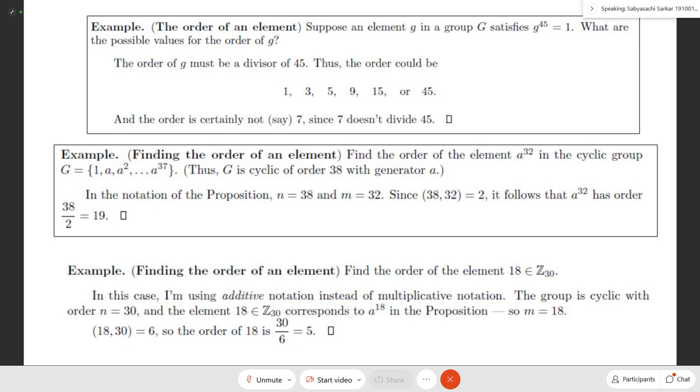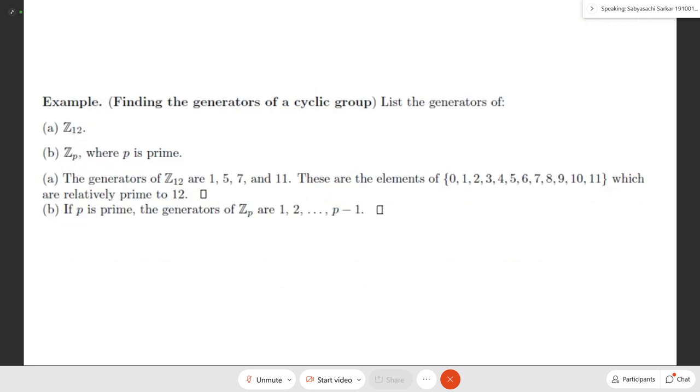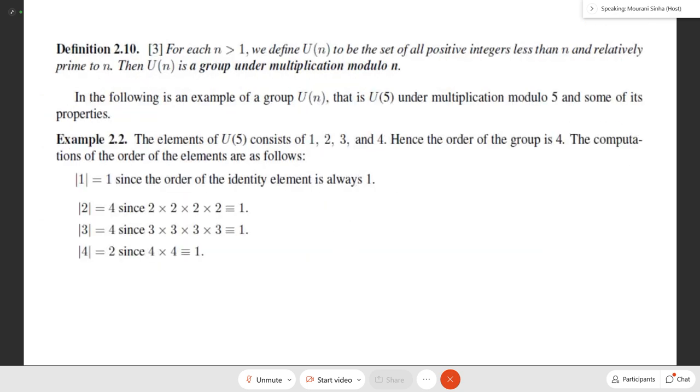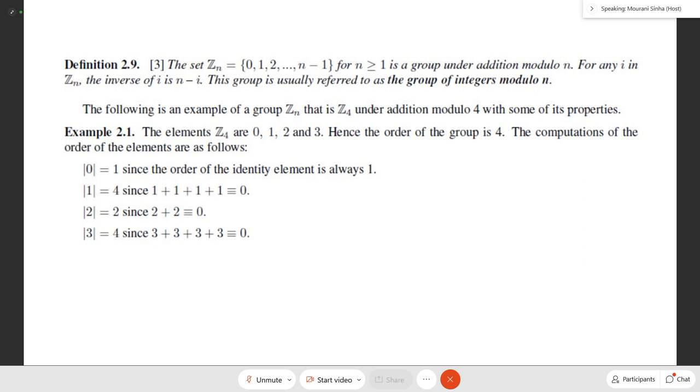I've learned that if A plus B is less than N, then we reduce. Take an example, you tell me. Okay, ma'am. I'm taking Z4, so here my set will be 0, 1, 2, and 3. Let us go to Z4 because we already have that slide here. Yes, this is my Z4. The elements are 0, 1, 2, 3.